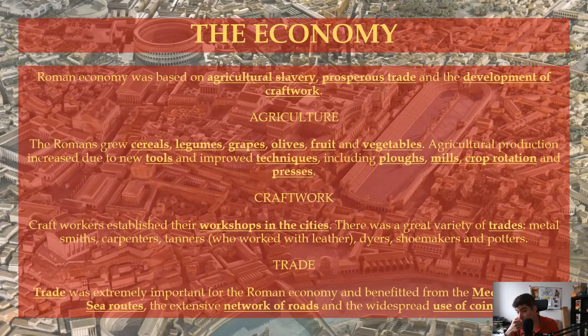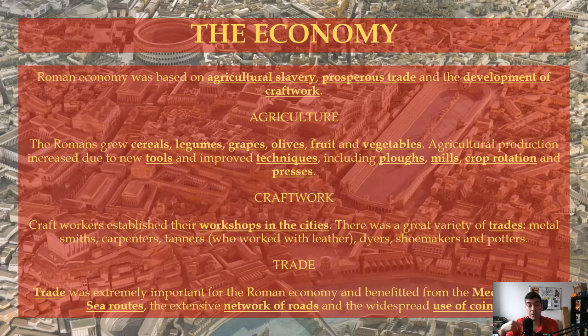So, the economy. The Roman economy was based on agricultural slavery, trade, and craftwork. In agriculture, they grew cereals, legumes, grapes, olives, fruit, and vegetables, the normal thing in the Mediterranean. And their production increased because they used new tools and improved techniques: the plows, the mills, the crop rotation, and the presses. I will show you some pictures of this.